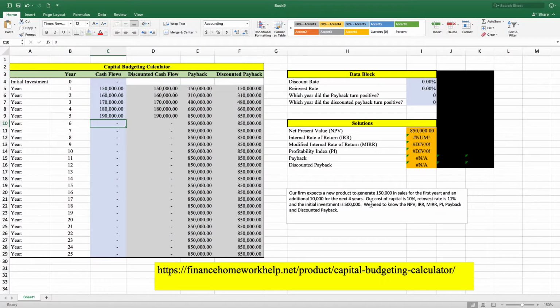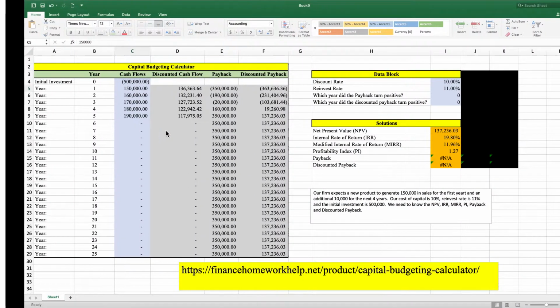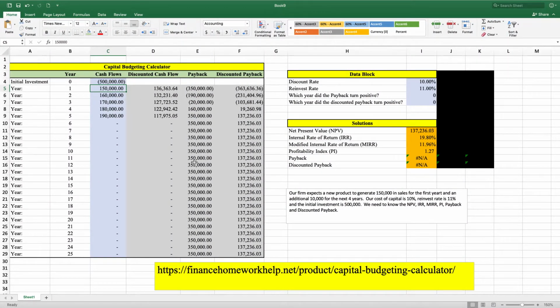The next thing it tells us is that our cost of capital is 10%, so we'll go up here and type in 10%. And our reinvestment rate is 11%, so put 11% right there. And the initial investment is $500,000. So I'll go up to where it says initial investment, and I'll put a negative 500,000, because your investment is always going to be a negative number.